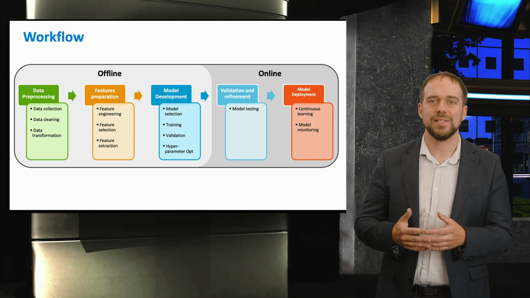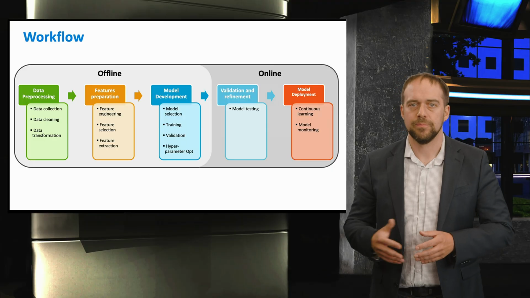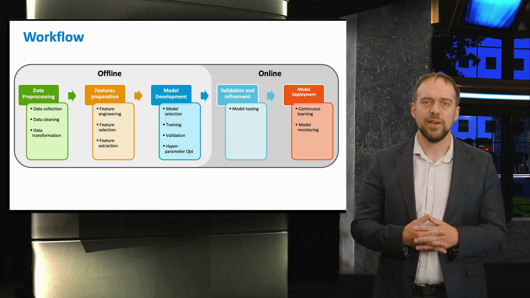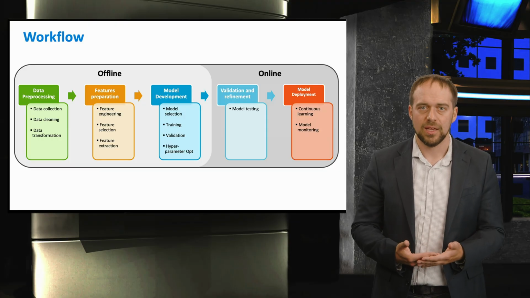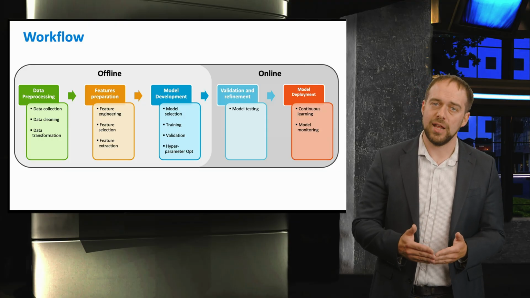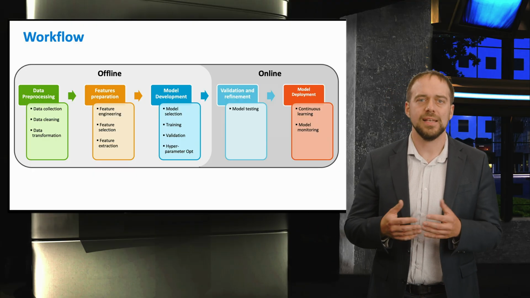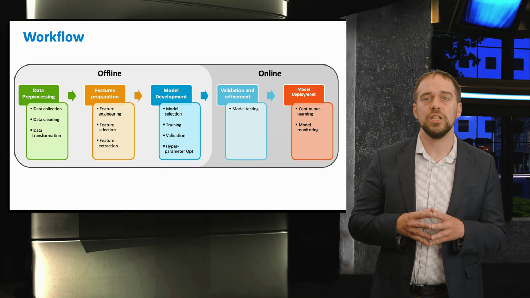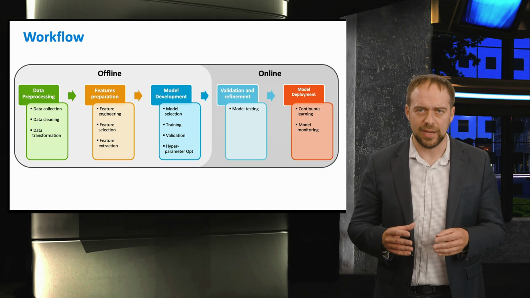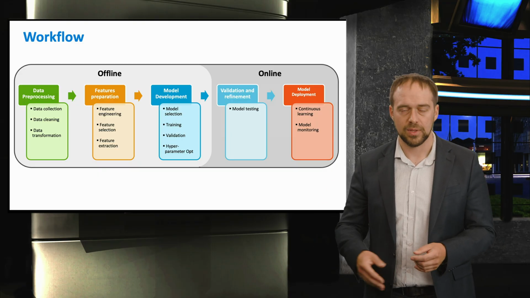So here we see an entire workflow at a glance, from raw data to deployment. The slide shows 5 major blocks. First, data preprocessing. This includes data collection, data cleaning, and then the data transformation. Second, the feature preparation step. Here, we engineer, select, or even extract the features that will feed into the model.